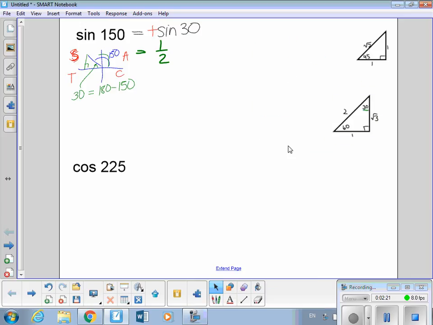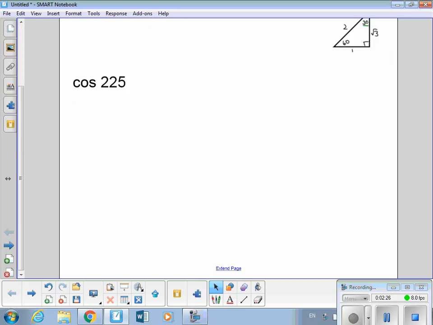The next one is cos of 225. Now, if you kind of get what I did with the first one, you might want to stop the video and keep working. If you get stuck, you can always come back to the video. So cos of 225, same kind of process. 225 is in this quadrant.